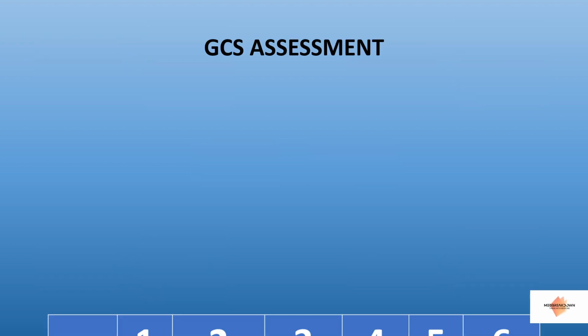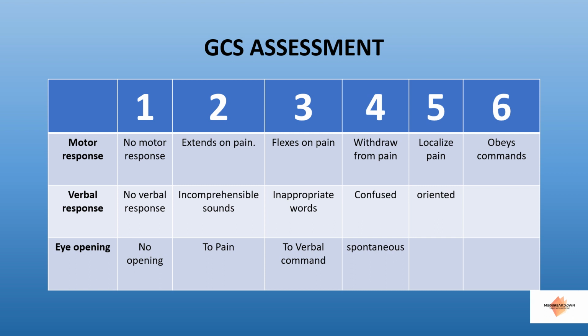GCS assessment. GCS is used to assess the level of impairment of consciousness of the patient. These mainly include three components. They are motor response, verbal response, and eye movements. When we look at motor response, if there is no response for a pain stimulus, then a score of 1 is given. If there is extension response for a pain stimulus, then score of 2 is given.